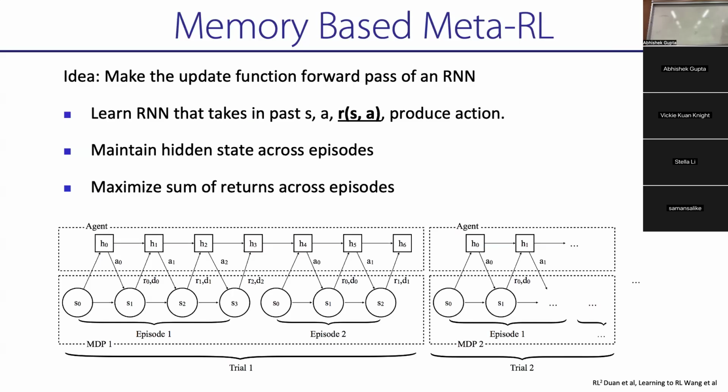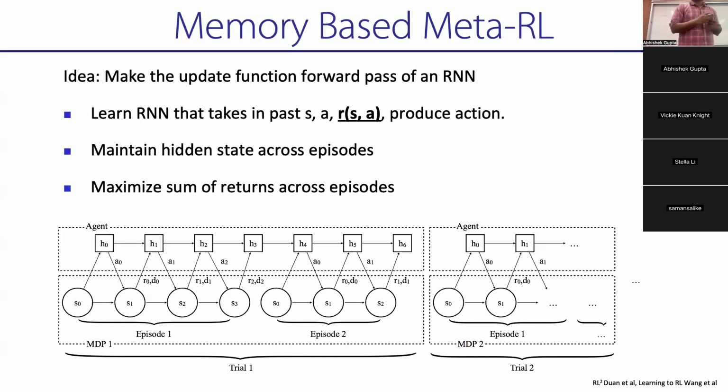So what does an RL update do? It takes in states, actions, rewards, and it updates your policy. All this is doing is saying all of that is going to be embedded into one forward pass of an RNN. Yeah. Wait, so is this RNN referring to, like, we make the policy an RNN?